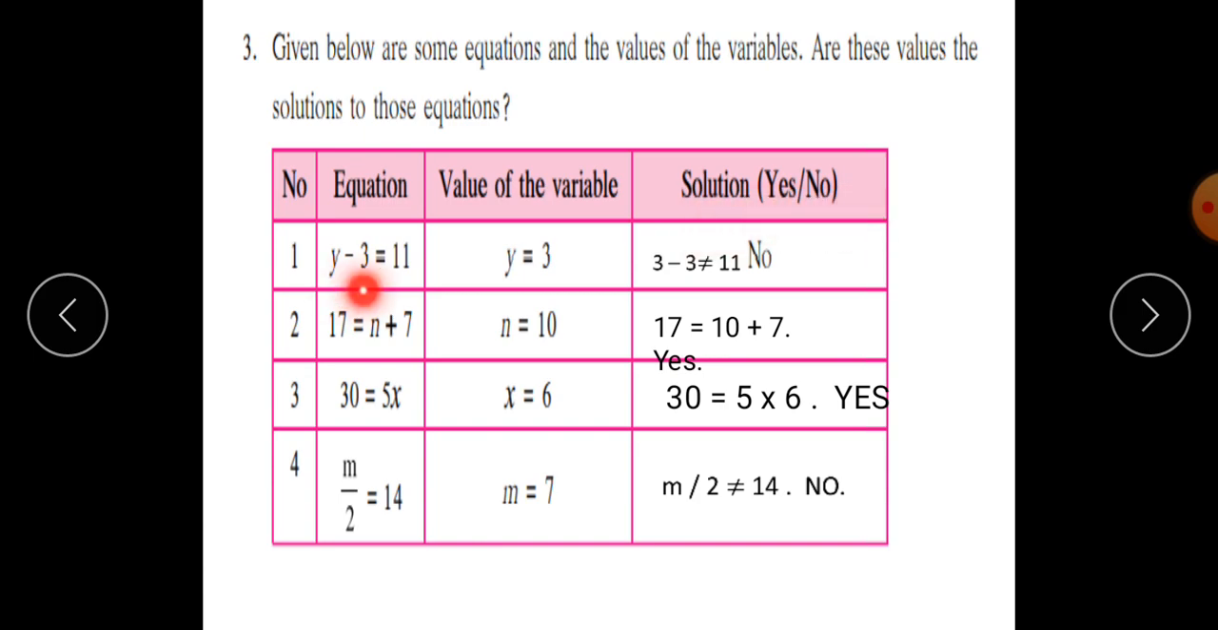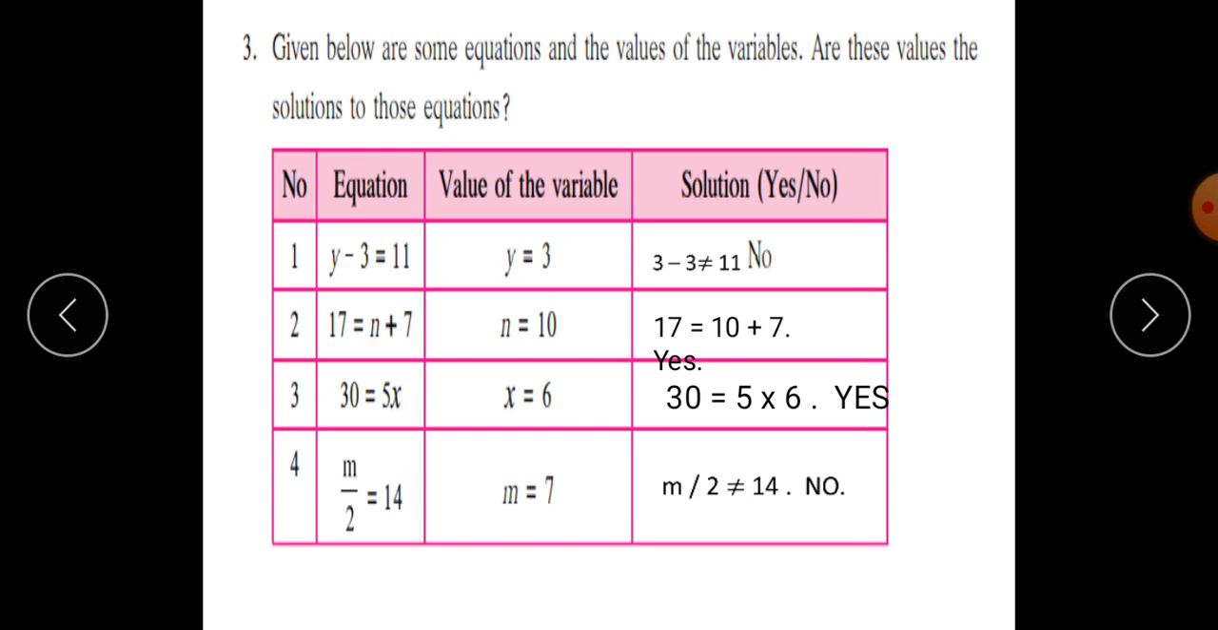First one, y minus 3 is equal to 11. The value of y, that is value of the variable, is given as 3. If we put 3 in place of y, that is 3 minus 3 is not equal to 11, because 3 minus 3 gives you 0. And when we write 0 to LHS of the equation, 0 is not equal to 11, and therefore the value of y, that is 3, is not the solution to the given equation.